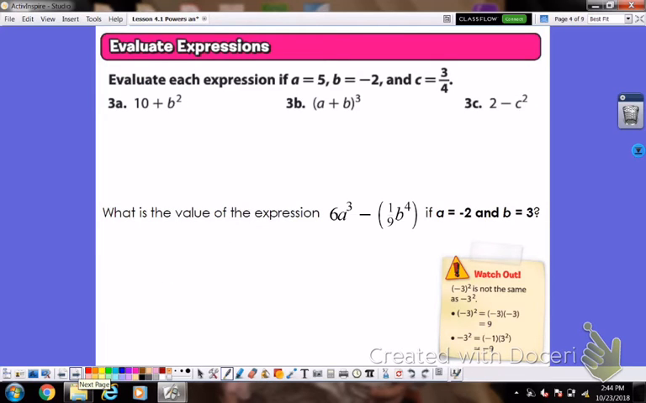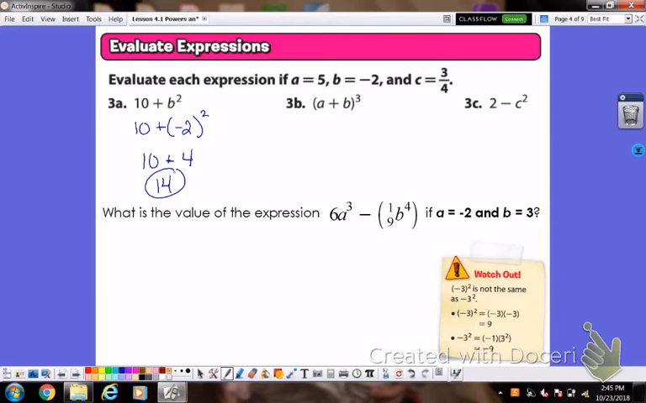Now evaluating. Evaluate each expression if a equals 5, b equals negative 2, and c equals 3/4. Well, we know for evaluating, our first step is to substitute. You must show your substitution. So 10 plus, in parentheses, b is negative 2 squared. So 10 plus, you can do this on your calculator, but negative 2 times negative 2, we know 2 negatives makes a positive. 2 times 2 is 4, so 10 plus 4 gives us final answer of 14.